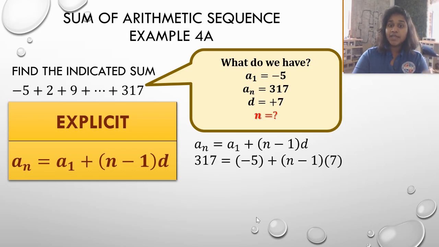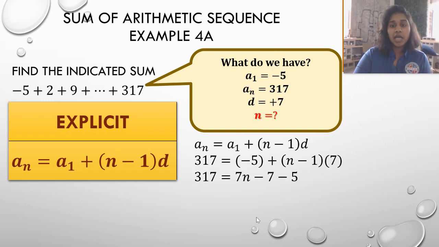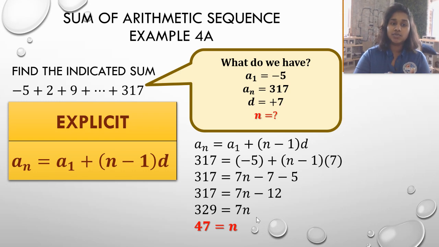I know my first term. I don't know n. That's what I'm solving for. And I know 7 is the common difference. I plug away, do some math, and ta-da, we get n equals 47.